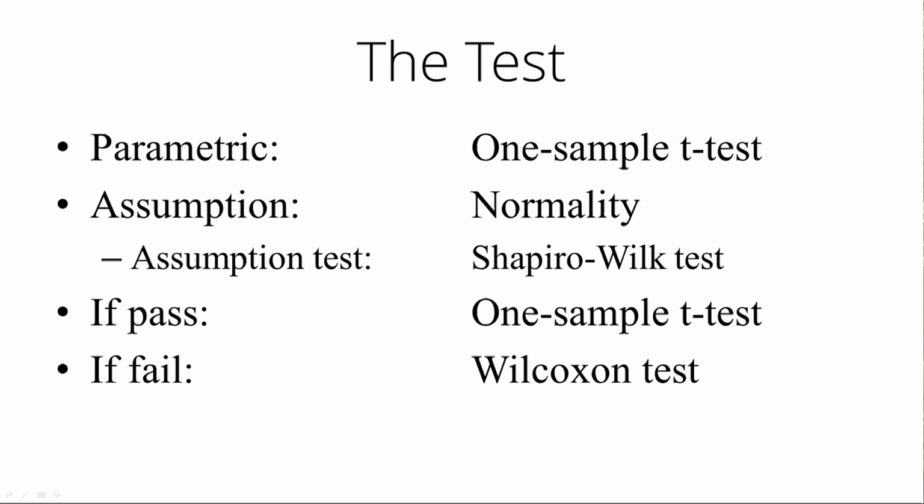So that was the t-test. We were trying to draw conclusions about a single population mu. We want to use the one-sample t-test. It's the parametric test. It's more powerful than the non-parametric test. The assumption of the one-sample t-test is that the data come from a normally distributed population. To test that, we use the Shapiro-Wilk test. If the data pass the Shapiro-Wilk test, we'll use the one-sample t-test, the parametric test. If it doesn't, we'll have to use the non-parametric test, which in this case is the Wilcoxon test.